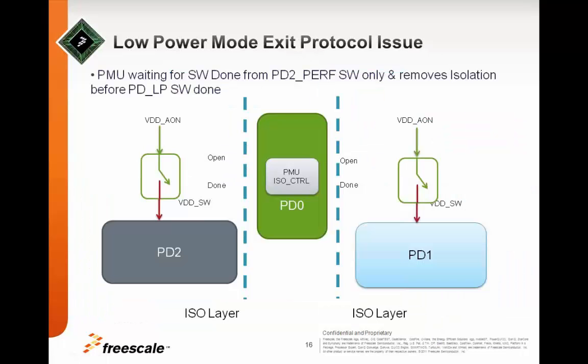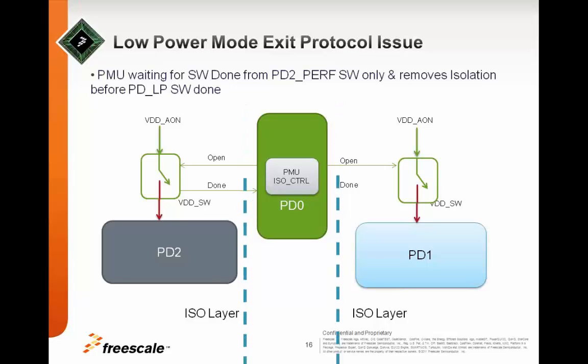Low power mode exit protocol issue. So this is another illustration wherein the power management unit requests the switch to be opened, both the PD2 as well as the PD1 switch, and it gets a grant or an acknowledgement from the PD2 switch, upon which it removes the isolations without waiting for the PD1 switch done to happen. This sequence can be easily caught, again, by using assertions.